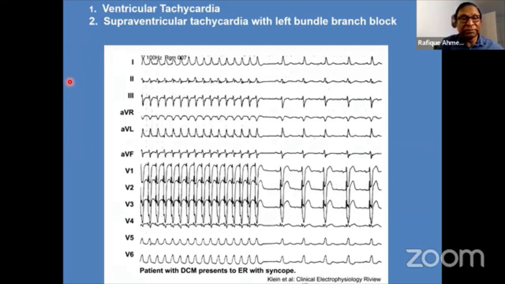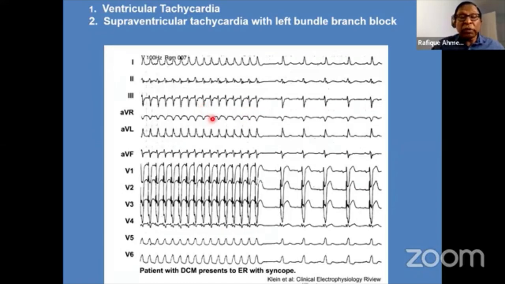Okay, so thank you. A good number of people answered. Nine participants said it's ventricular tachycardia, and 15 said supraventricular tachycardia. Now, clearly, the problem with this ECG is that if you look at lead V1, before conversion and after conversion, it has exactly the same morphology. Lead 1, same morphology. Lead 3, same morphology. And that points towards supraventricular tachycardia.